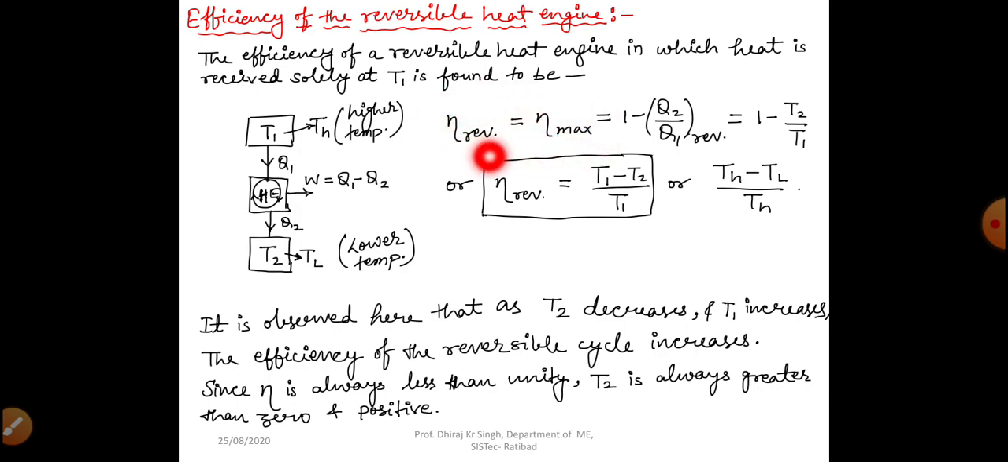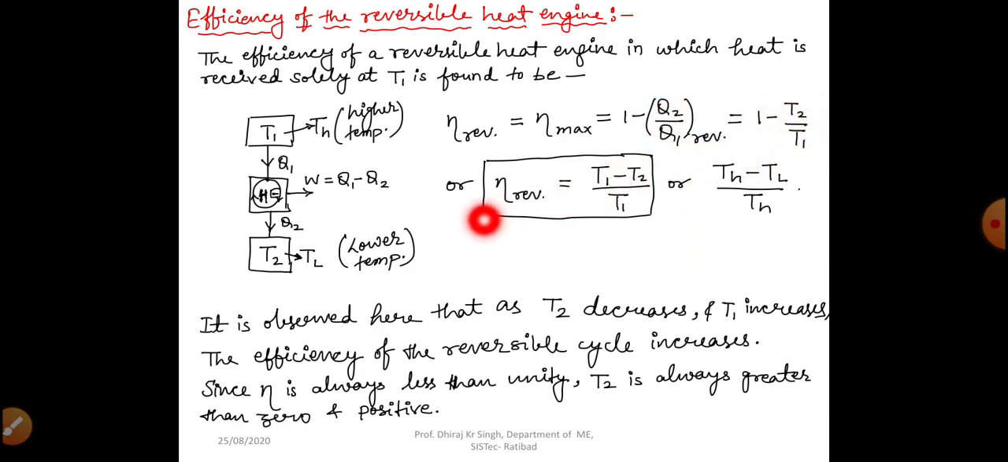The efficiency of a reversible heat engine is also known as maximum efficiency. Why? Because we know no cycle other than the Carnot cycle can give higher efficiency. So we know that the Carnot cycle is a cycle which will give the highest efficiency working on the same temperature difference, same temperature source and sink. So the efficiency of a reversible heat engine is also known as maximum efficiency. The formula is 1 minus Q2 by Q1 reversible. We know that, so we can write this Q2 by Q1 as T2 by T1. How can we write it? By the help of the absolute thermodynamic temperature scale.